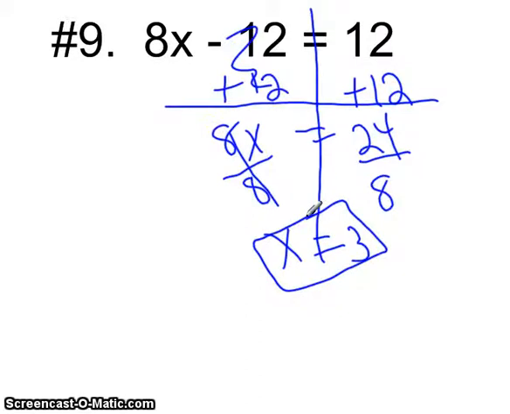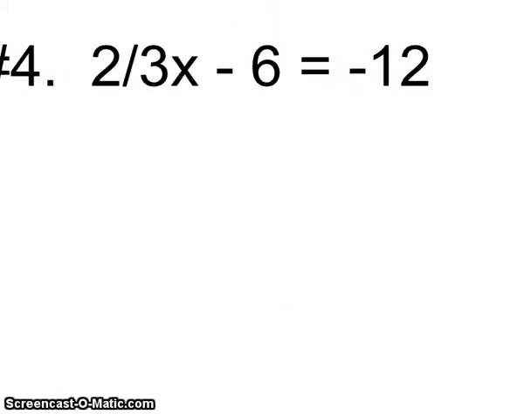Alright, remember at any time during this recording you can pause and work it through and then come back and check your work versus my work. Alright, we're going to move on to number 4 of our homework. I see part of it got cut off here of the recording, but that's okay. I was unable to get the fraction set, but just look at your homework page and you can see that's 2/3 x minus 6 equals negative 12.